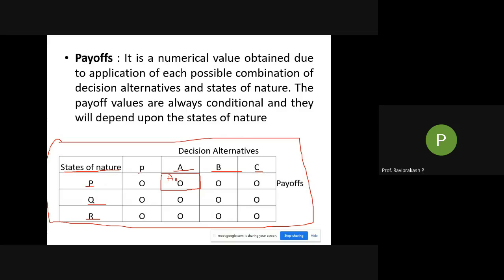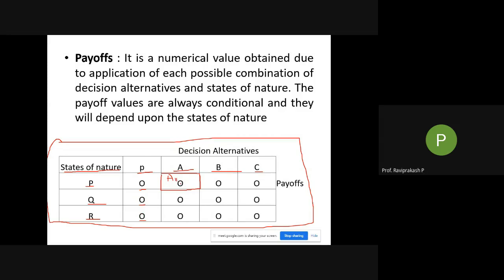Then this small p is the probability. The probability of happening will be given here. These three O's are stating the probability of happening of PA, PB and PC. Then if I go to Q, there is one more O here: what would be the probability of QA, QB and QC? And the last one here, RA, RB and RC. What is the probability of these?